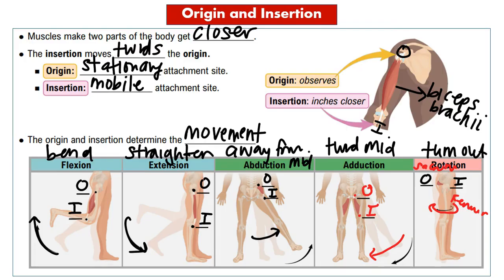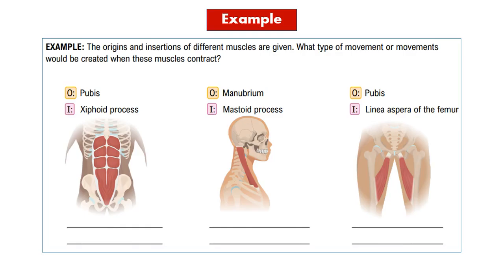Let's get into an example. What I know for sure is examples are going to be ramping up for a lot of the different chapters that we get into because it's just going to be more important. So for example, it says the origins and insertions of different muscles are given. So they already gave you that. What type of movement or movements would be created when these muscles contract? So they're saying, here's some origins and insertions. What are going to be the movements?